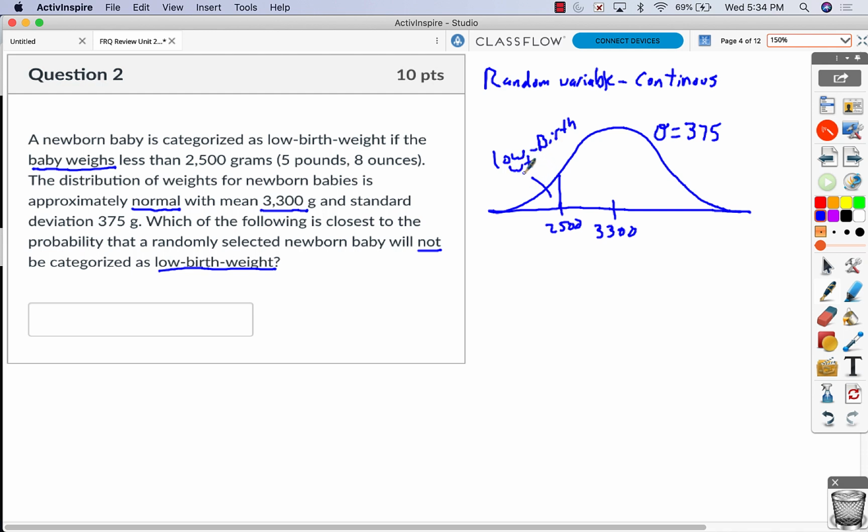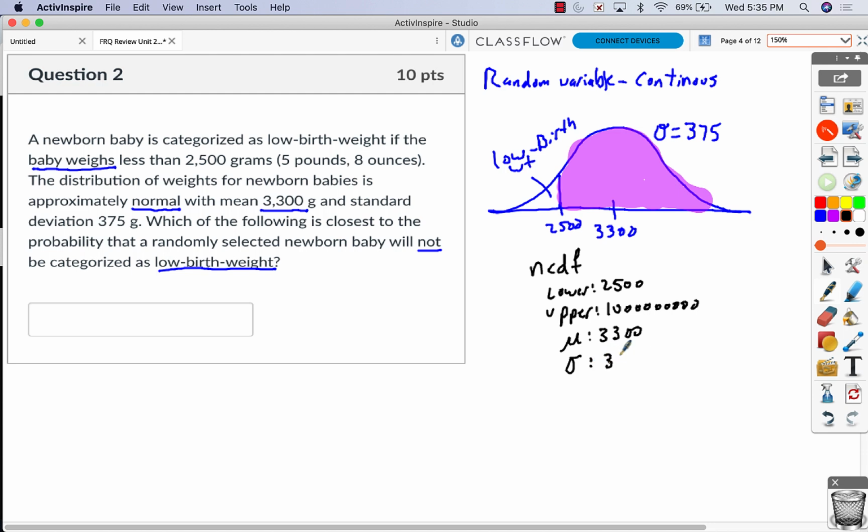So if this is low birth weight and they say not low birth weight, then you're trying to find this region over here. You're trying to find that shade. And the way you do that is you're going to go normal CDF. Now we have the lower. If you have an older calculator, this is going to be the order that you put everything in. And you still want to label it. Your upper, you just want to put a big number, a humongous number in there. Then you have the mean, 3,300, and then you have the standard deviation at 375.